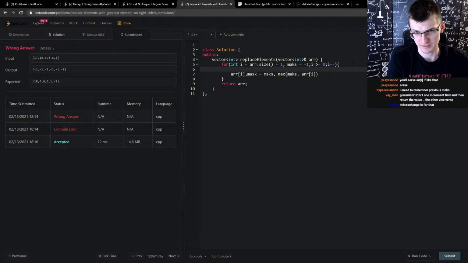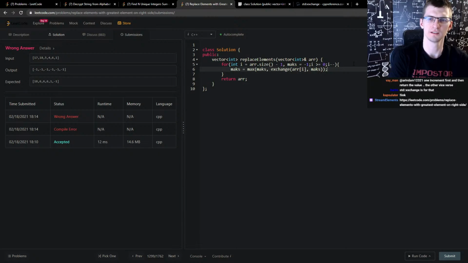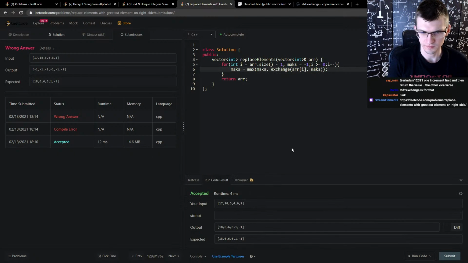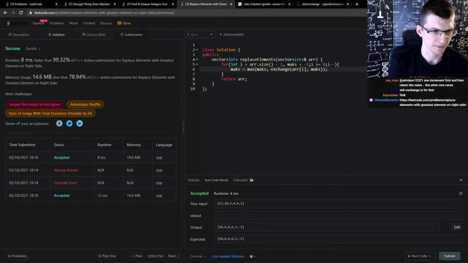So max, array of I becomes max. This will return the old value. Like that. Python style is better for that. Alright, accepted now.